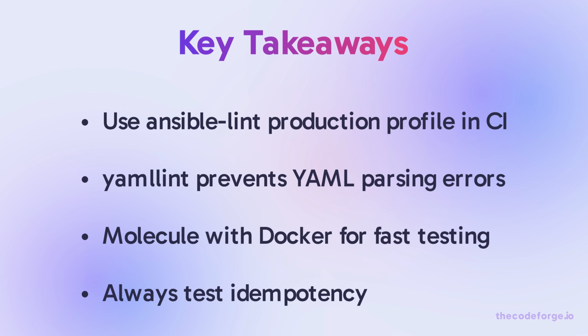To wrap up, always use the production profile in CI. Enforce YAML style with yamllint. Use Molecule with Docker for fast, isolated testing. Test idempotency by running converge twice, and pin your tool versions. These practices will catch issues early and keep your deployments safe.